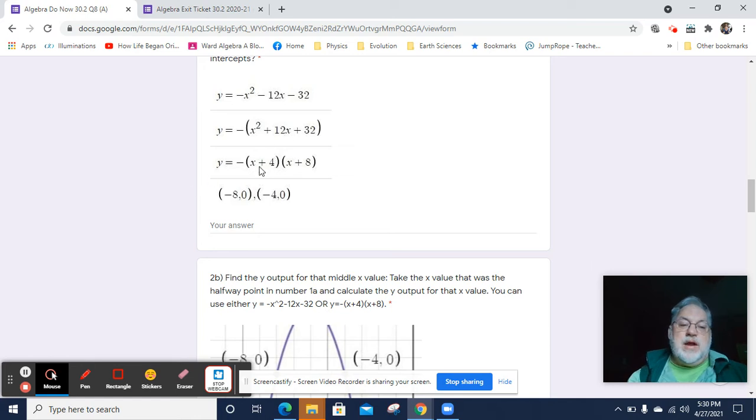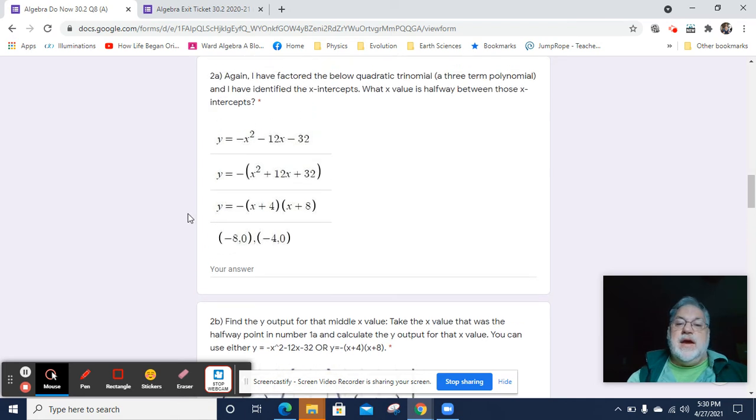By the zero product property, if x was negative 4, right there, we'd have an x-intercept because the overall function would equal 0, because that would be 0. 0 times anything is 0. Same with this. If I made x equal negative 8, I end up with a 0 over here, and 0 times something is 0. So let's find the x value that is halfway between those x-intercepts.